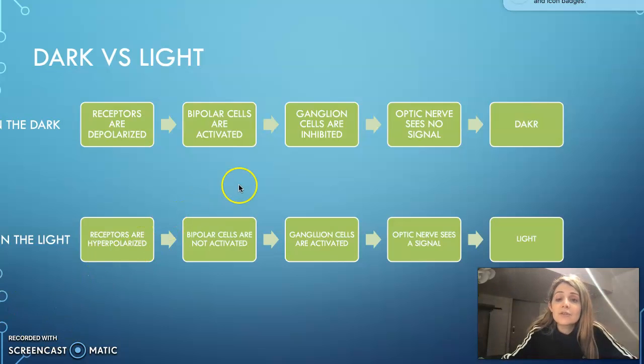So this is the structure and the physiology of the retina.